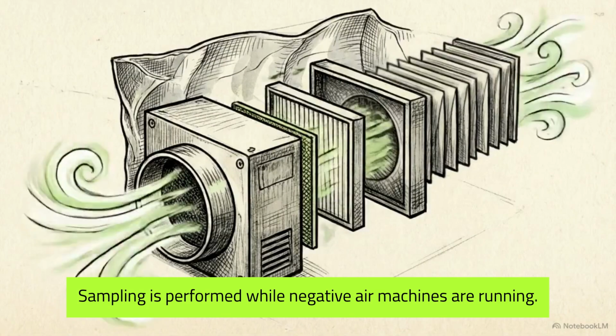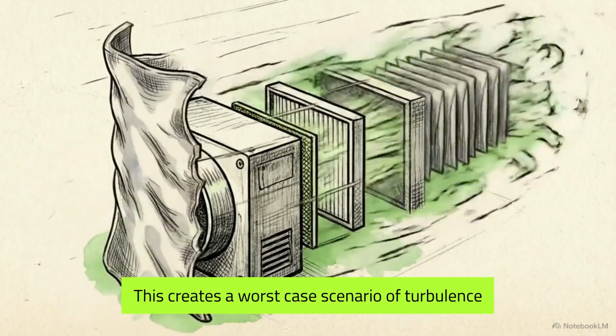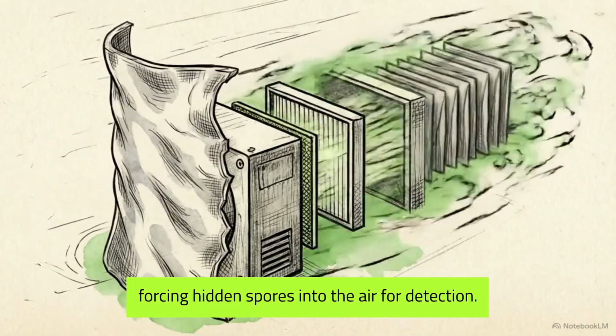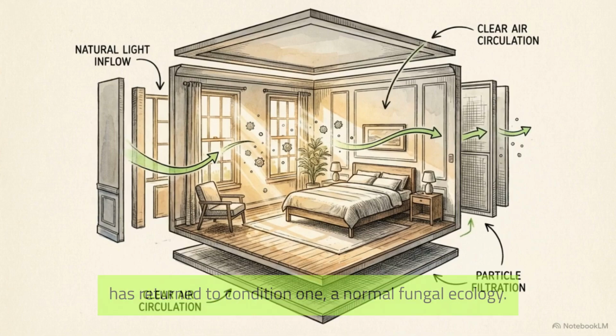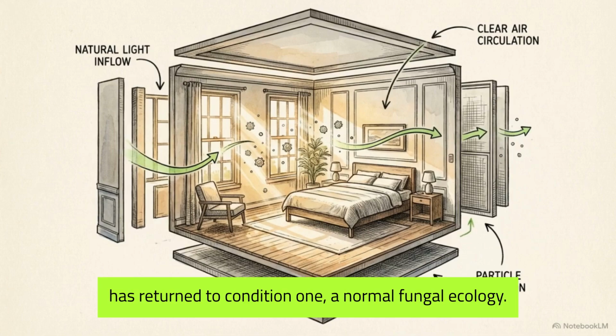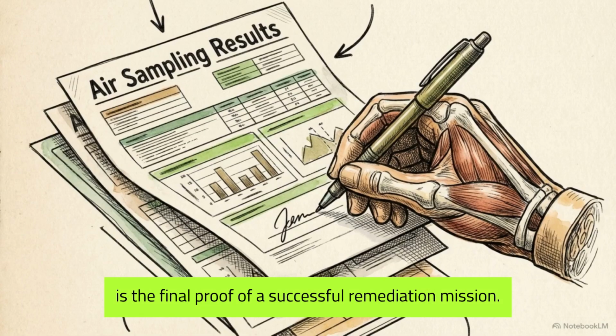Sampling is performed while negative air machines are running. This creates a worst-case scenario of turbulence, forcing hidden spores into the air for detection. This aggressive sampling confirms that the indoor air has returned to condition 1, a normal fungal ecology. Passing this turbulent analytical test is the final proof of a successful remediation mission.